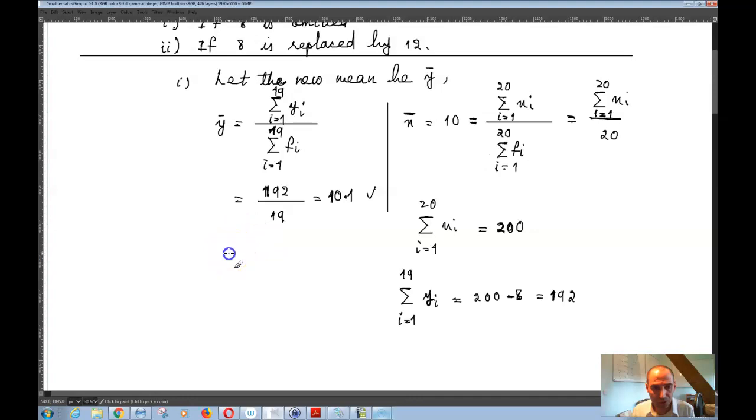So that means that your y bar is equal to 10.1. Your y bar, which is the new mean. The new mean is equal to 10.1.